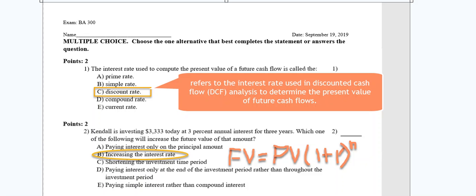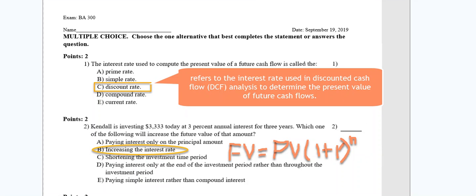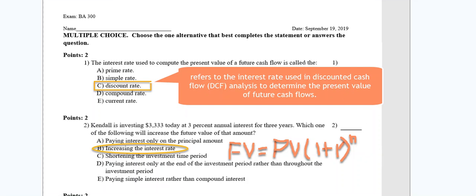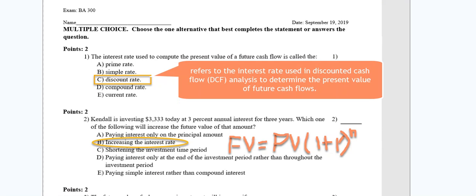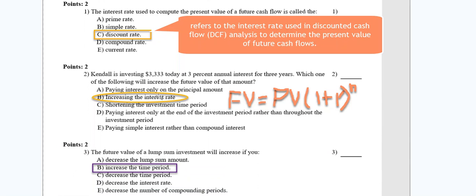The first question is about the interest rate which is used to compute the present value, which is the discount rate. So the name of it is discount rate, so the answer is C, because you're discounting future cash flows to get the present value. That is known as discounting, and the rate used for discounting is the discount rate. So the answer should be C.